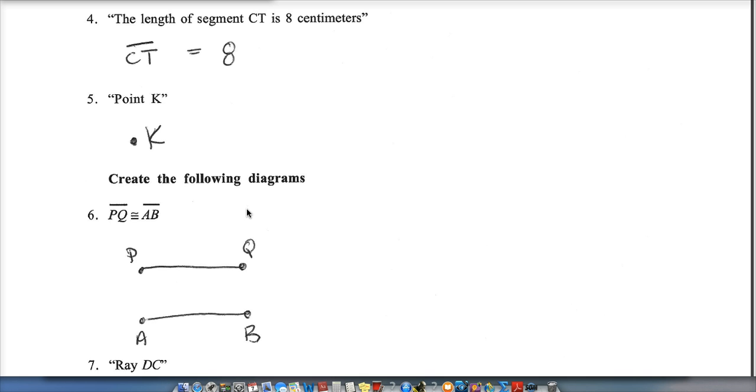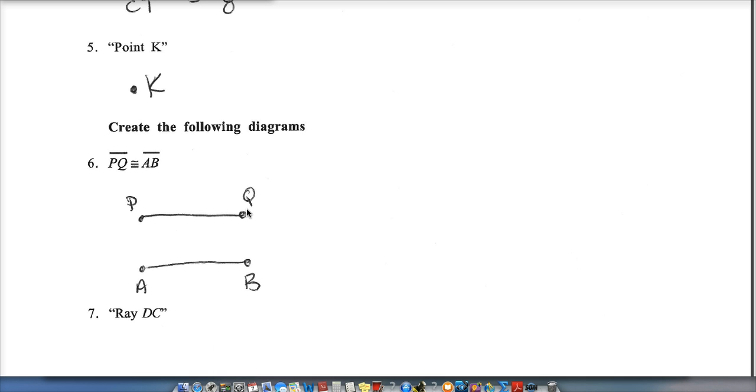So this is something I try to reinforce over and over again all year, but this is definitely something I saw a lot of. Number 5, again, you can see the student wrote the diagram or drew the diagram instead of writing notation, just simply capital K.